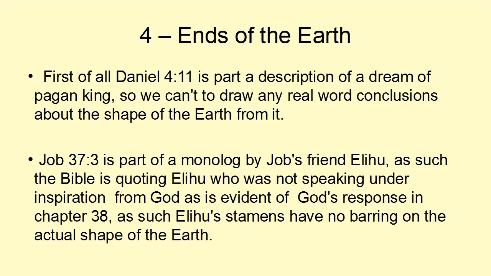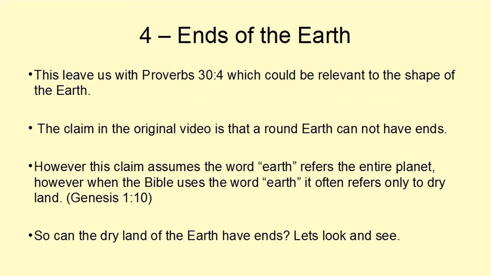First of all, Daniel 4:11 is part of a description of a dream of a pagan king, so we can't draw any real-world conclusions about the shape of the earth from it. Job 37:3 is part of a monologue by Job's friend Elihu. As such, the Bible is quoting Elihu, who was not speaking under inspiration from God, as is evident from God's response in chapter 38. As such, Elihu's statements have no bearing on the actual shape of the earth. This leaves us with Proverbs 30:4, which could be relevant to the shape of the earth.